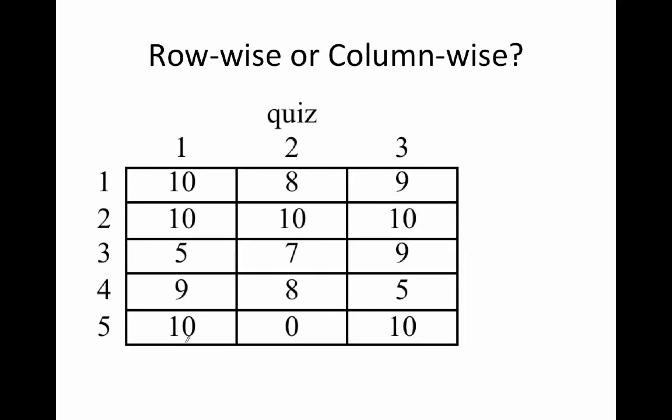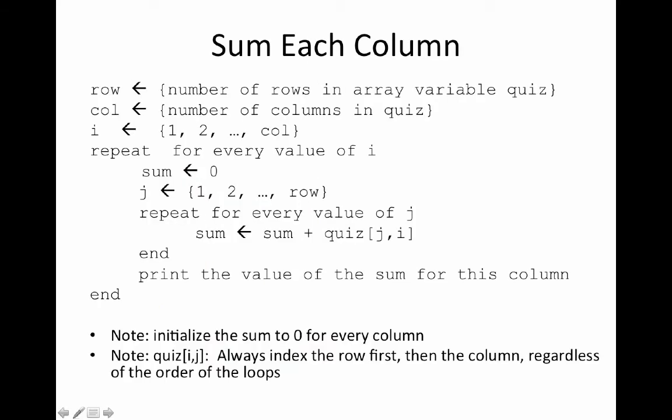On the other hand, if we want to do something for every column, if we wanted to add each column together, then our outer loop is going to have to be over the columns. So in this case, if we want to sum each column, then the outer loop is going to be over the column. So now i is going to iterate from 1 to the number of columns. We're going to repeat for every value of i.